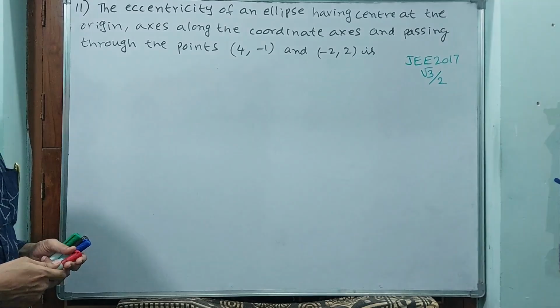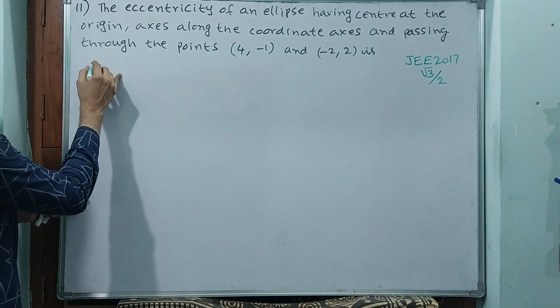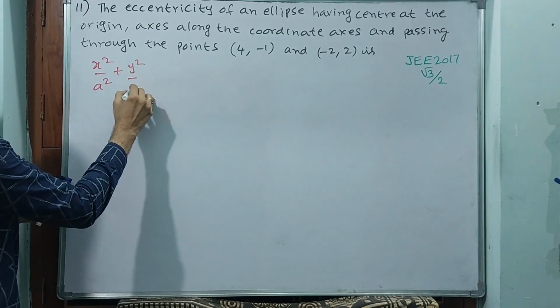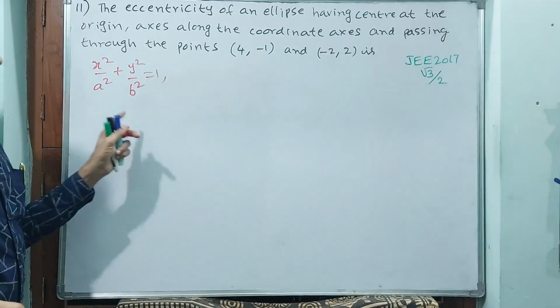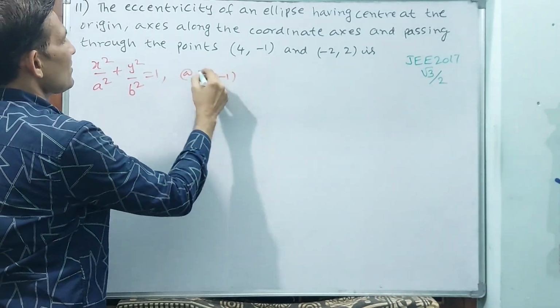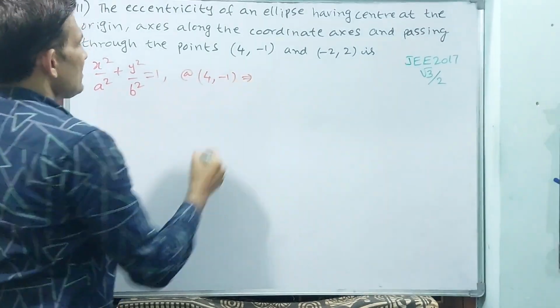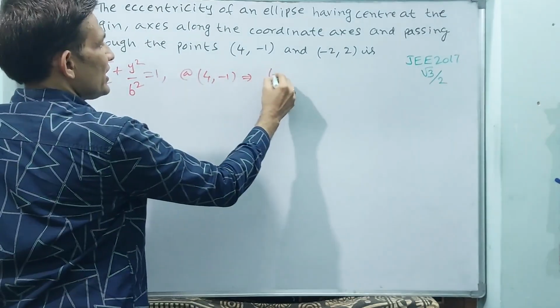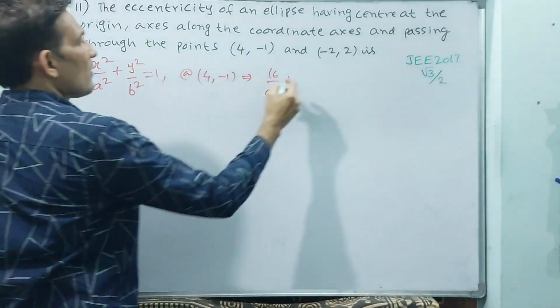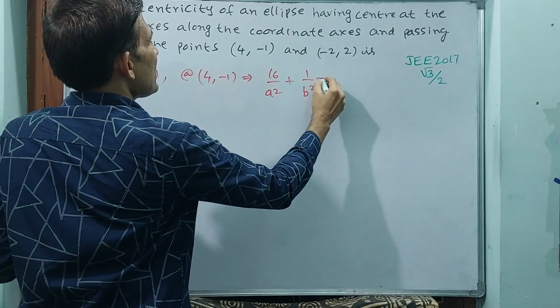See what I want to say. First of all, I will write the general equation of ellipse. The general equation of ellipse means x square by a square plus y square by b square is equal to 1. First, I will pass it through this point. At (4, -1): 4 square is 16 by a square plus (-1) square is 1 by b square is equal to 1.